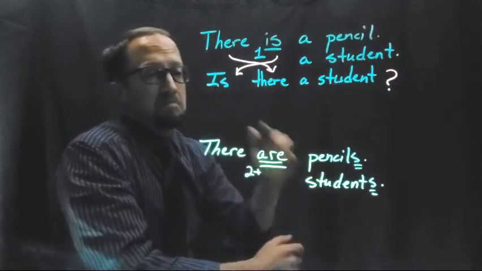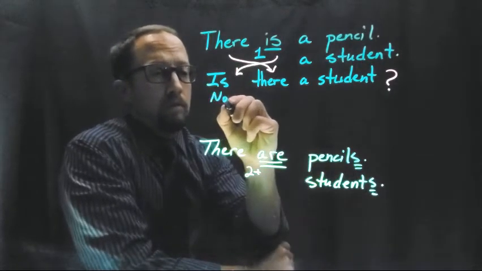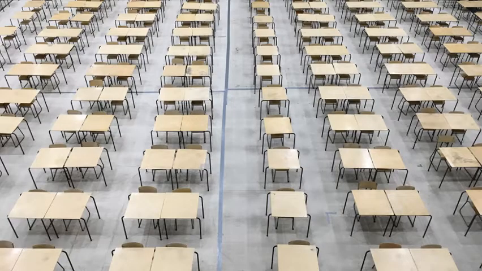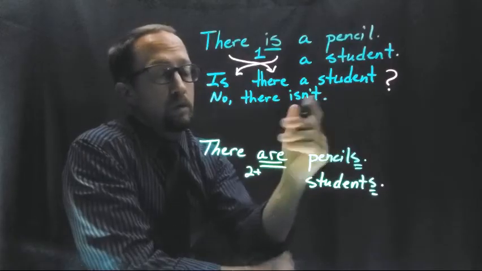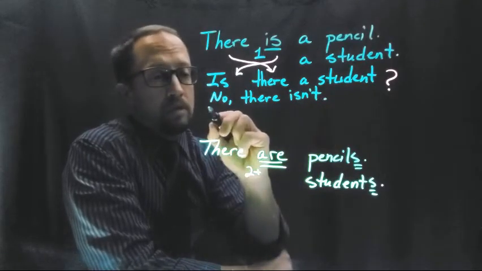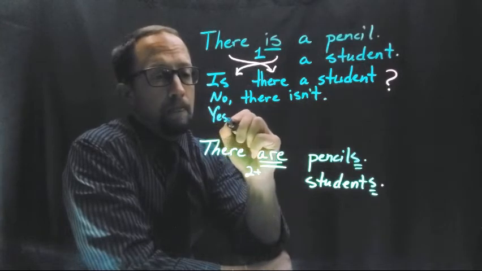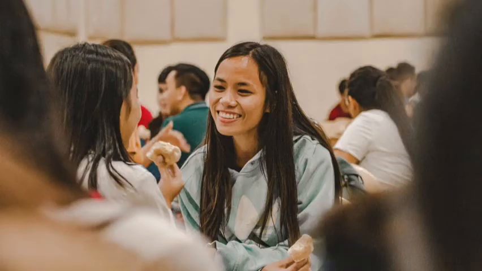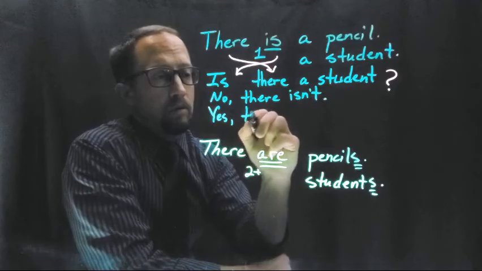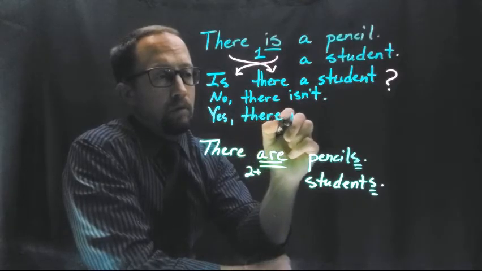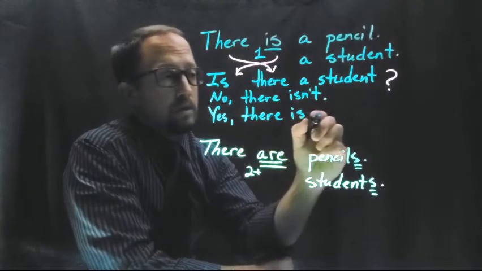We can say no, there isn't. You could say no, there isn't a student, or you can say no, there isn't. You could say yes, or you could just say yes, or you could say yes, there is, or there is a student.